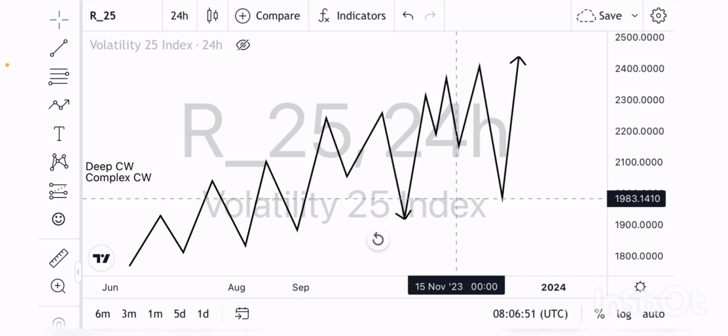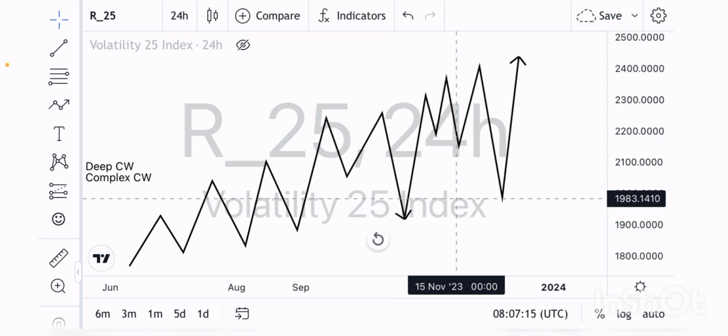Why? Because we have a complex corrective wave. It is not the normal deep corrective wave that you've been taught. A normal deep corrective wave will just go back once. In fact, you won't have a problem. It will just enter into your POI and then you look for a minor structure to be broken, and then you start riding to the downside or you start riding to the upside.